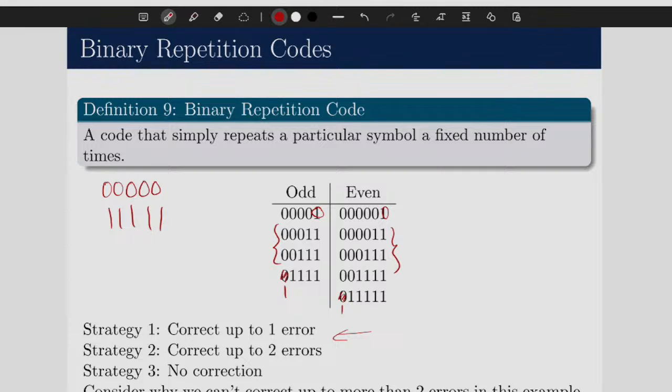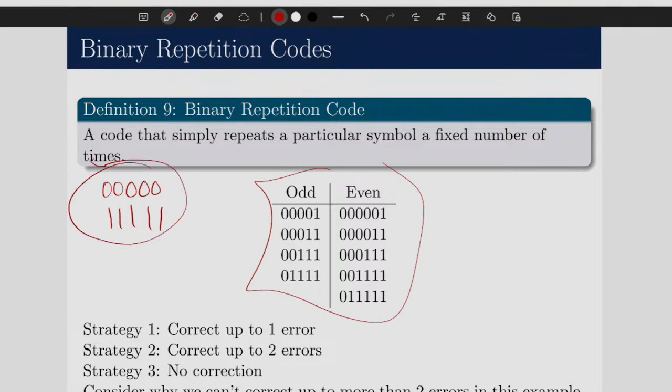Cool. Second strategy is correct up to 2 errors, where, again, you can still very similarly do these code words, but now you can also extend it to these code words, right? And that's very much turning these into 0s, turning these into 1s, same with the other side. Hopefully everything's good there. And the last strategy is just absolutely no correction. If I get anything outside of this, then it's just wrong. Right? Kind of funny.